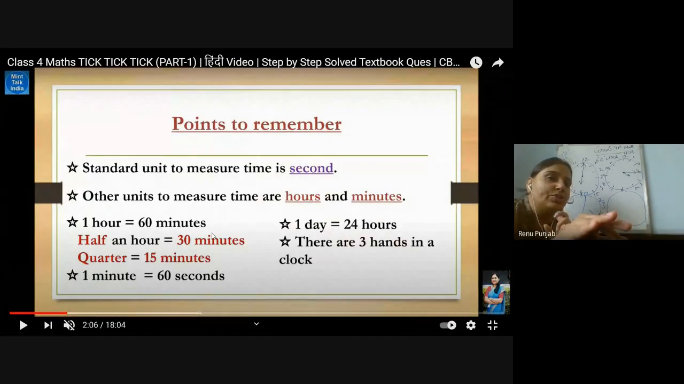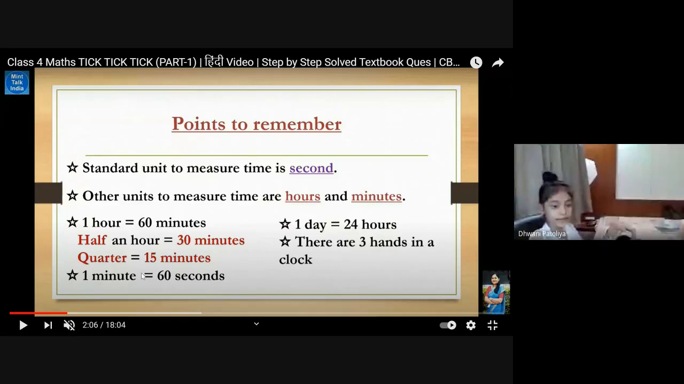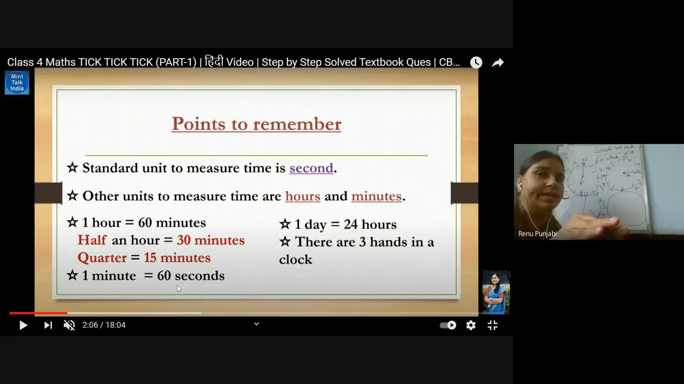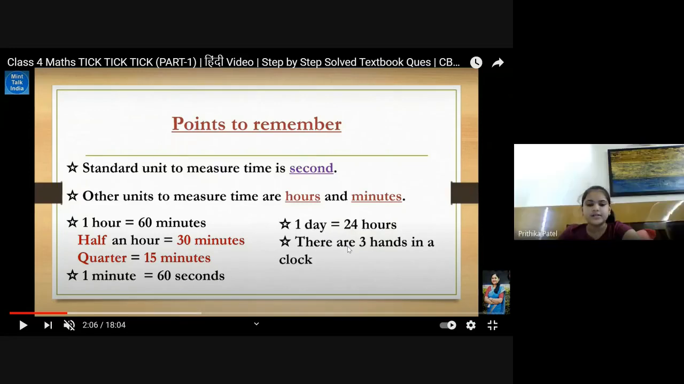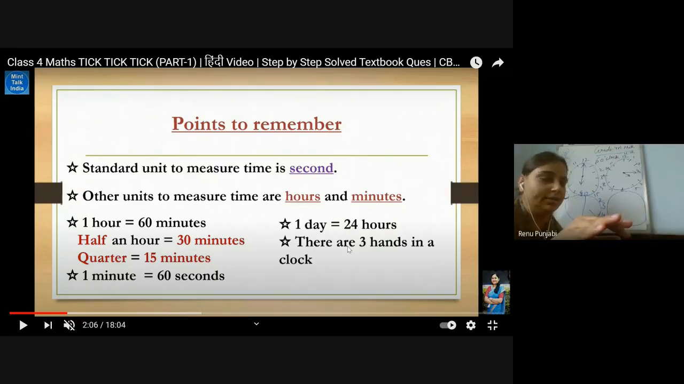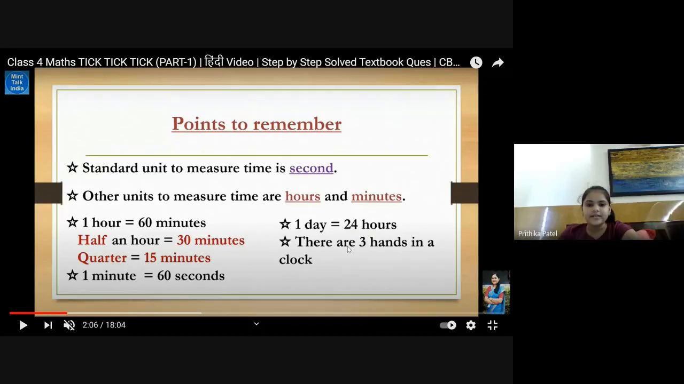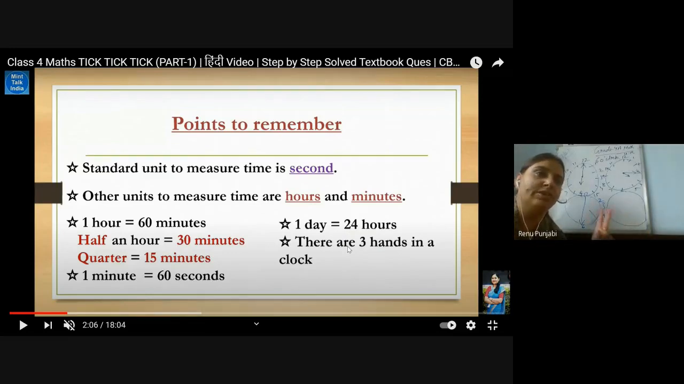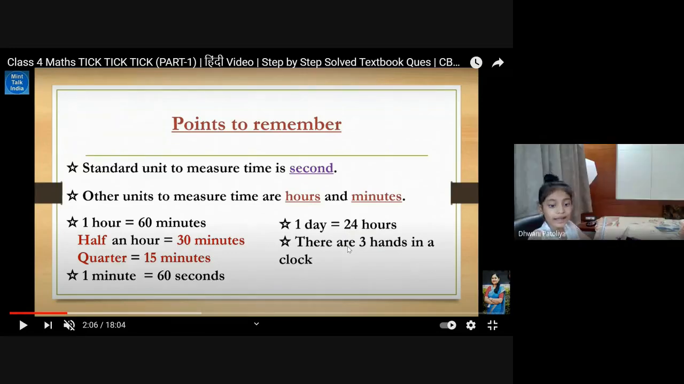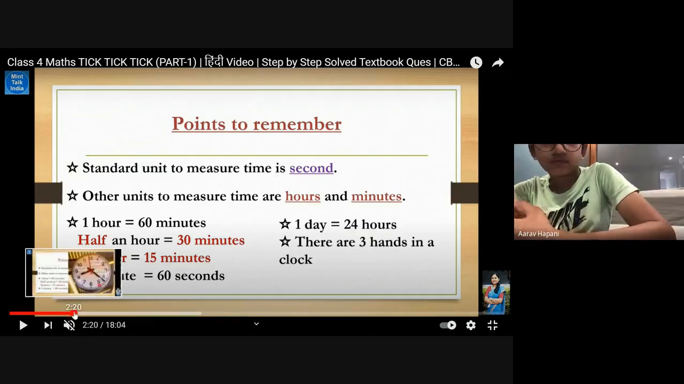But 1 hour equals 60 minutes. Half an hour equals how many minutes? 30 minutes. And quarter means? 15 minutes. And 1 minute equals how many seconds? 60 seconds. 1 day equals how many hours? 24 hours. And how many hands in a clock? 3 hands. The short hand is the hour hand, the long hand is the minute hand, and the hand which is long but moving very fast is the second hand. Go to the next.